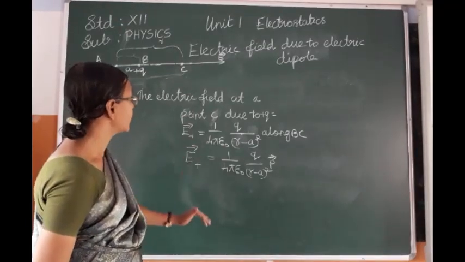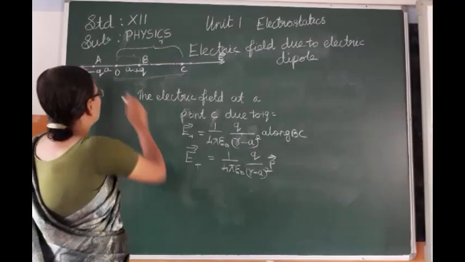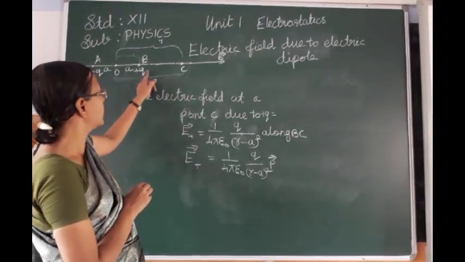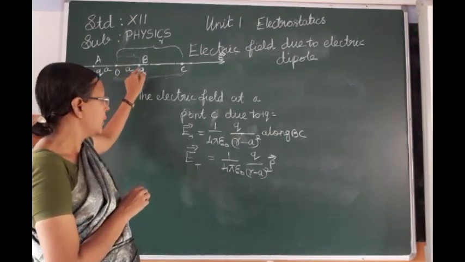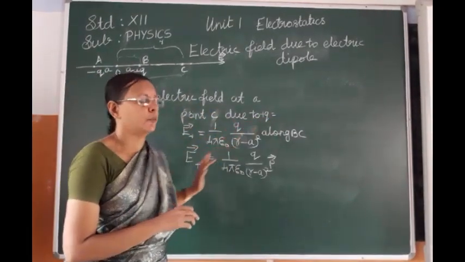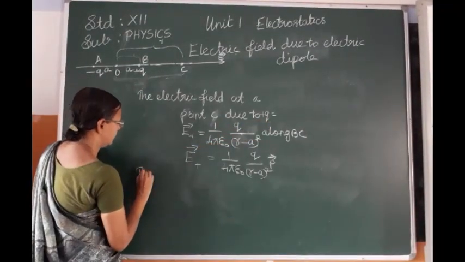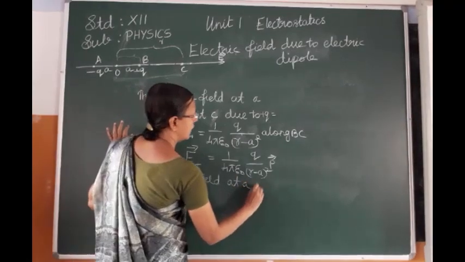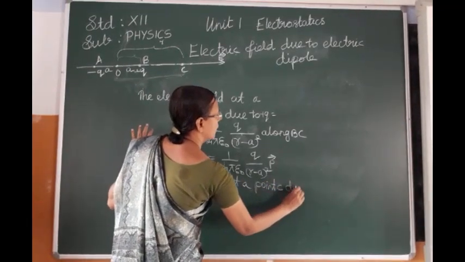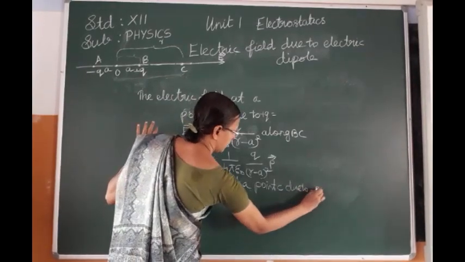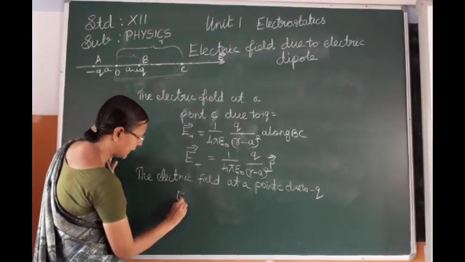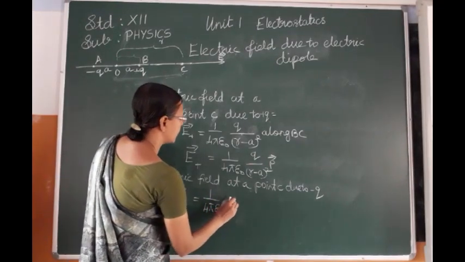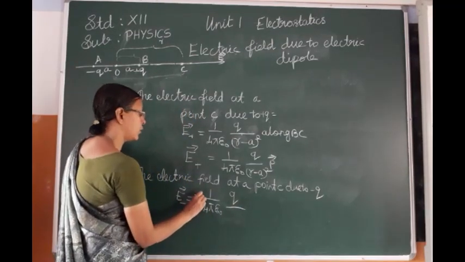Next, the next case, the electric field at a point C due to this minus q. First, we have learned the electric field at a point C due to plus q. Now, the electric field at a point C due to minus q. In this place, plus q, we have to write minus q. Now that is E minus equal to 1 by 4 pi epsilon 0 q. Here this is negative, so minus we have to write here.